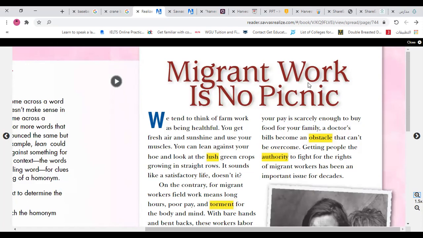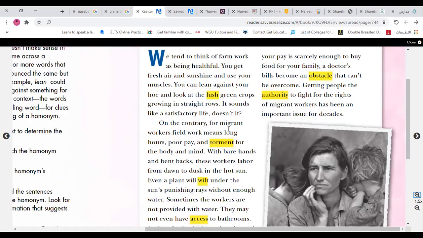Okay, we tend to think of farm work as being healthful. You get fresh air and sunshine and use your muscles. You can lean against your hoe and look at the lush green crops growing in straight rows. It sounds like a satisfactory life, doesn't it? On the contrary, for migrant workers, field work means long hours, poor pay, and torment for the body and mind.